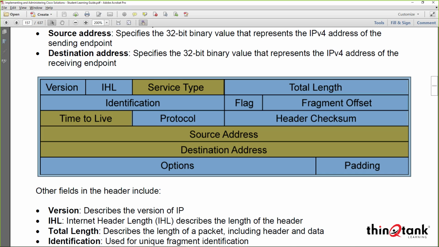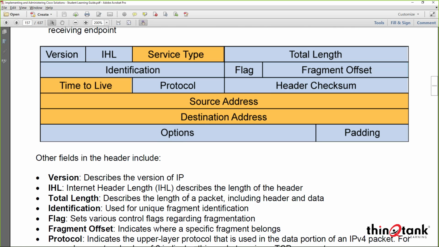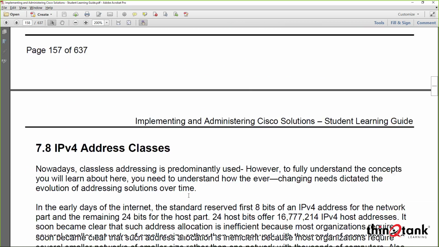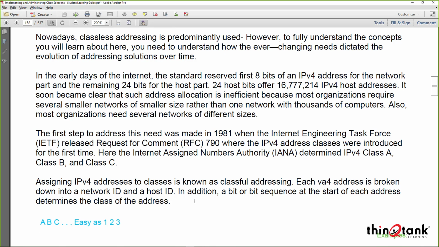Unless it's multicast, then routing is about this field, believe it or not. Multicast routing is the reverse of unicast routing. All right. Next thing we'll talk about is the V4 classes.